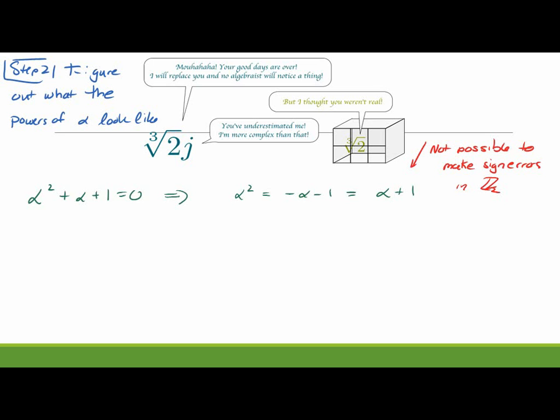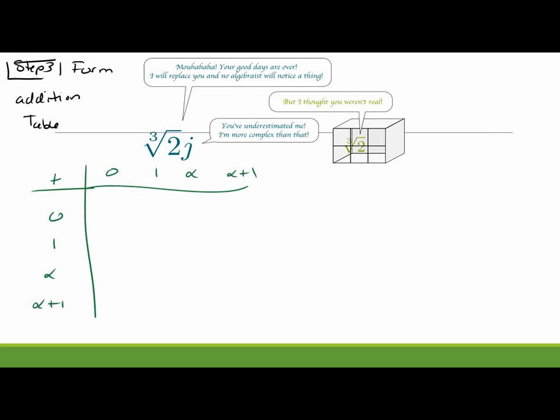So the second step in determining what this field looks like is to look at all possible powers. If I go to the next power, alpha cubed, I don't get anything new. Alpha cubed turns out to just be 1. So alpha squared is the first new object I have.